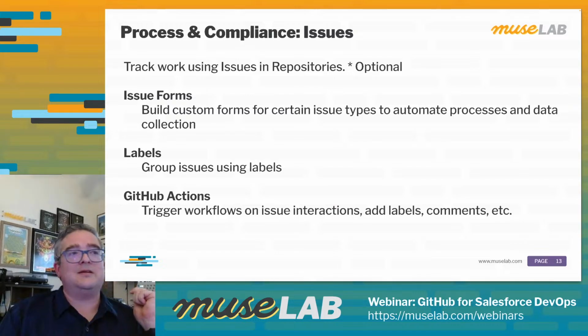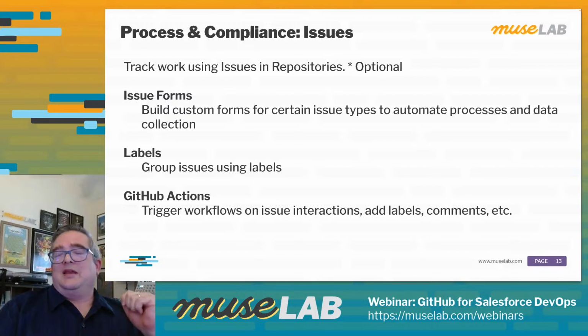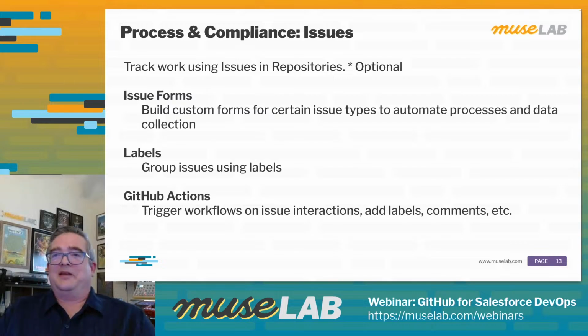All right. So next is getting into process and compliance related functionality in GitHub. This is anything to do with going through a SOC Type 1 or SOC Type 2 audit. These features are very familiar to auditors, and so if you use and leverage them, it helps a lot.